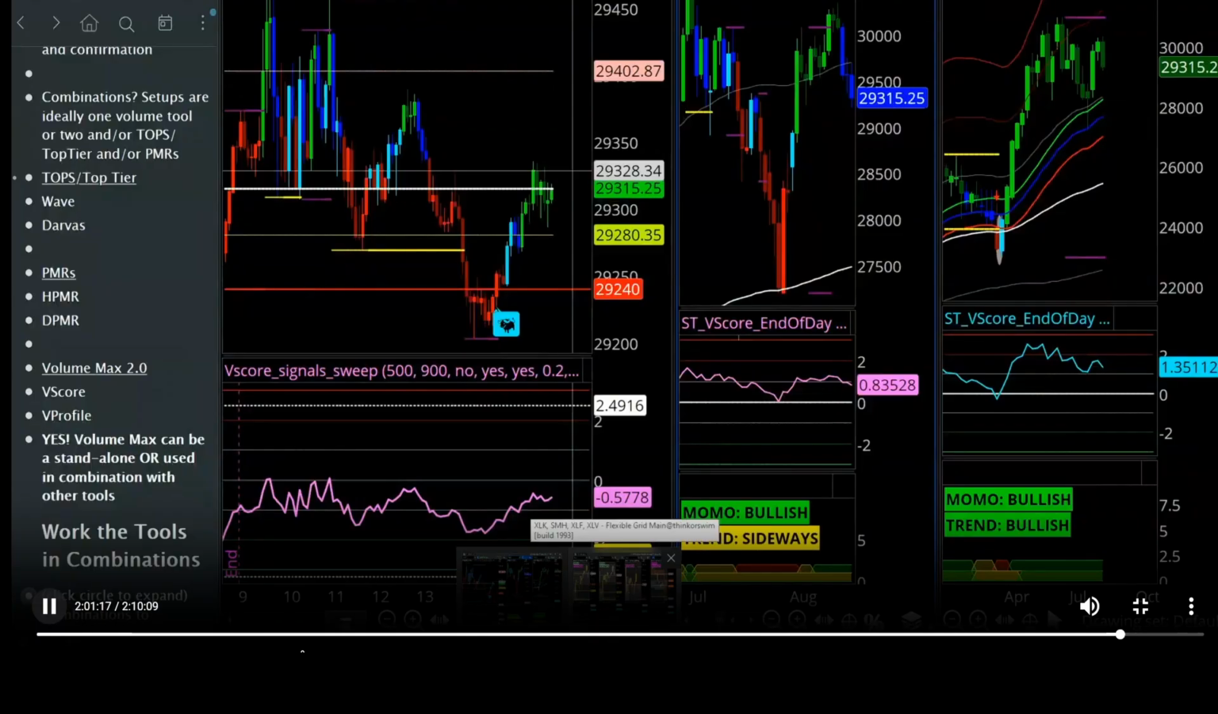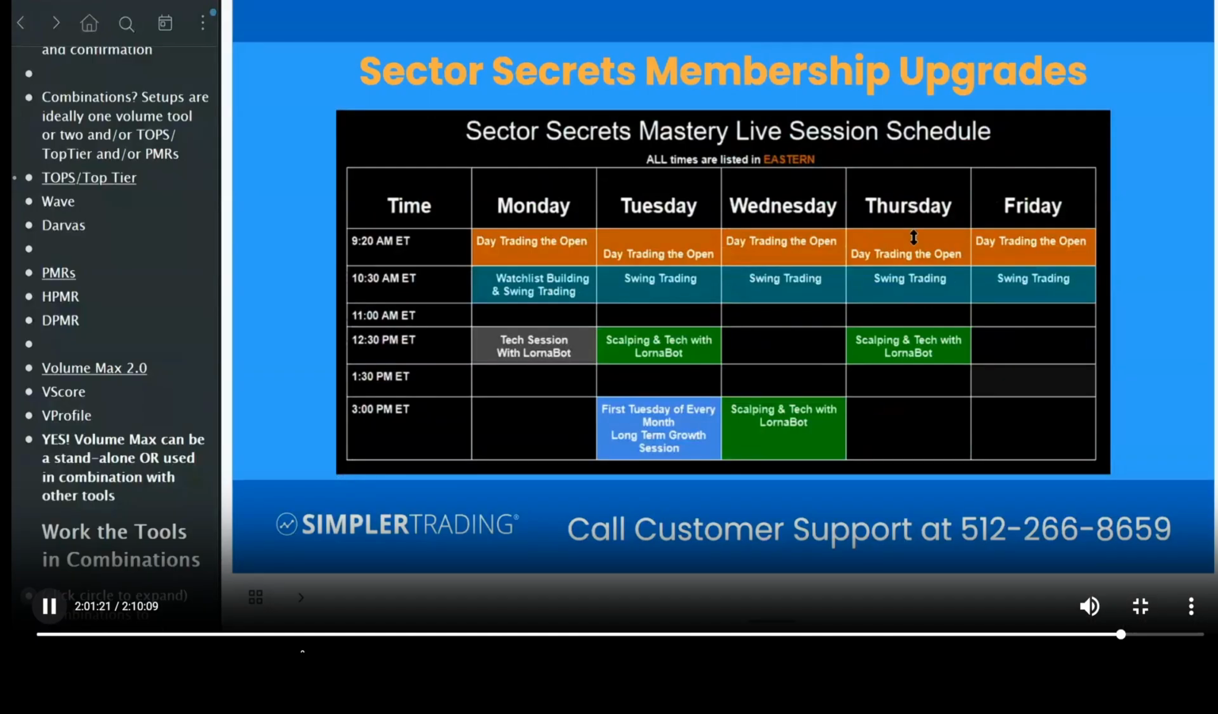So for those of you wondering, "Rog, okay, I've joined the mastery, what can I expect?" I'm going to alert out my trades. And when I do, I'm going to give you the entry, the first target, and the stop loss. We're also going to give you guidance on position sizing. That is what an alert looks like in our room.